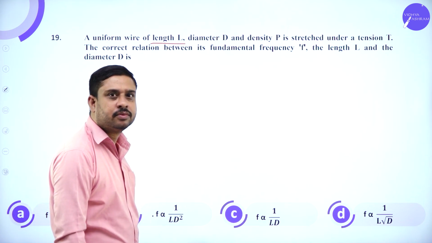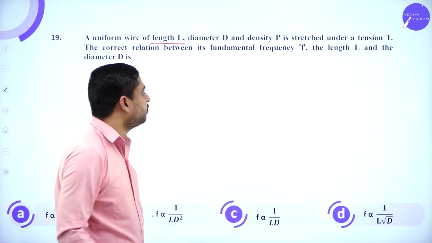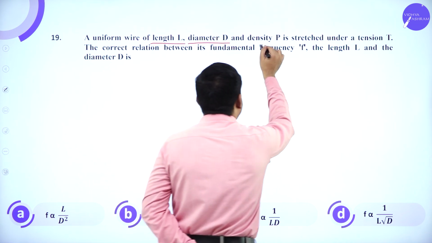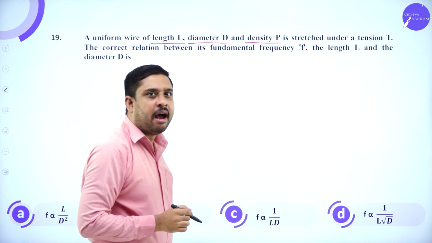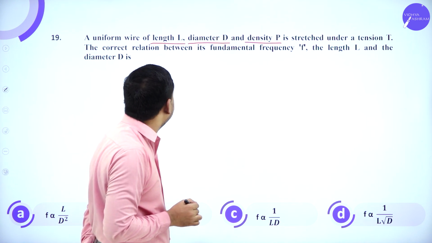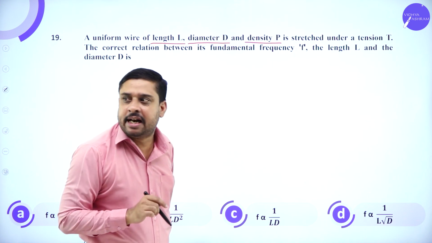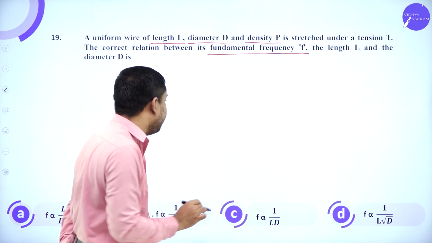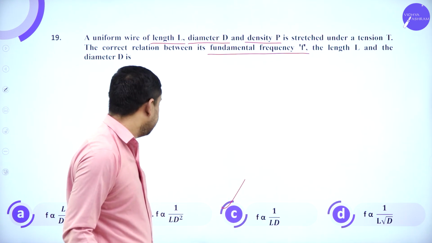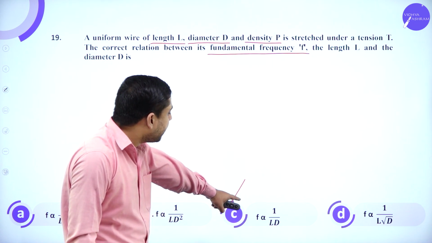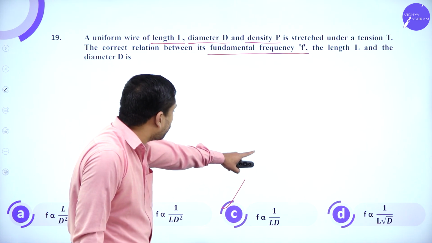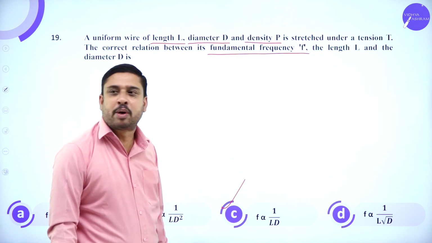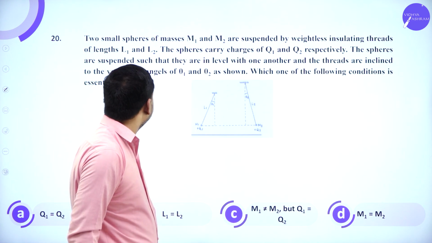A uniform wire of length L, diameter D, density rho is stretched under a tension T. Correct relationship between fundamental frequency, length and diameter. C is the option. Remember, the fundamental frequency is inversely proportional to length and inversely proportional to diameter.